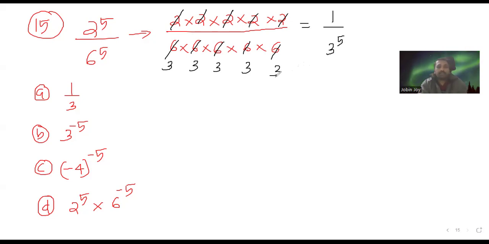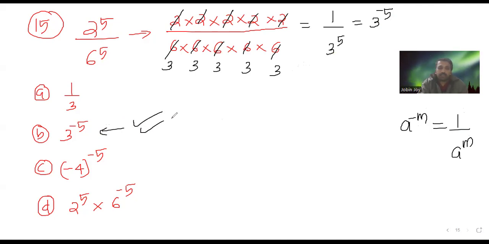1 by 3 raised to 5. And the option B, we know that a raised to minus m equals 1 by a raised to m. So this is in the form of 1 by a raised to m. So this will be equal to a raised to minus m. That means 3 raised to minus 5. So this option B is correct. Then 1 by 3, option A is wrong.